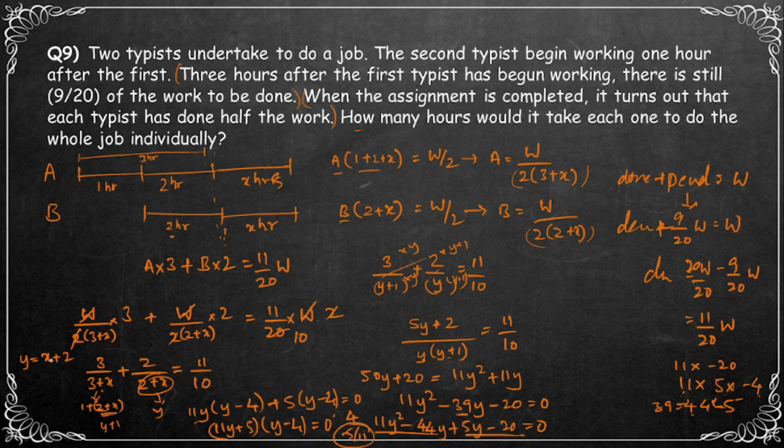So y is the number of hours, right? X plus 2, right? So it cannot be negative. So y is equal to 4. So that means x is equal to 2 hours.